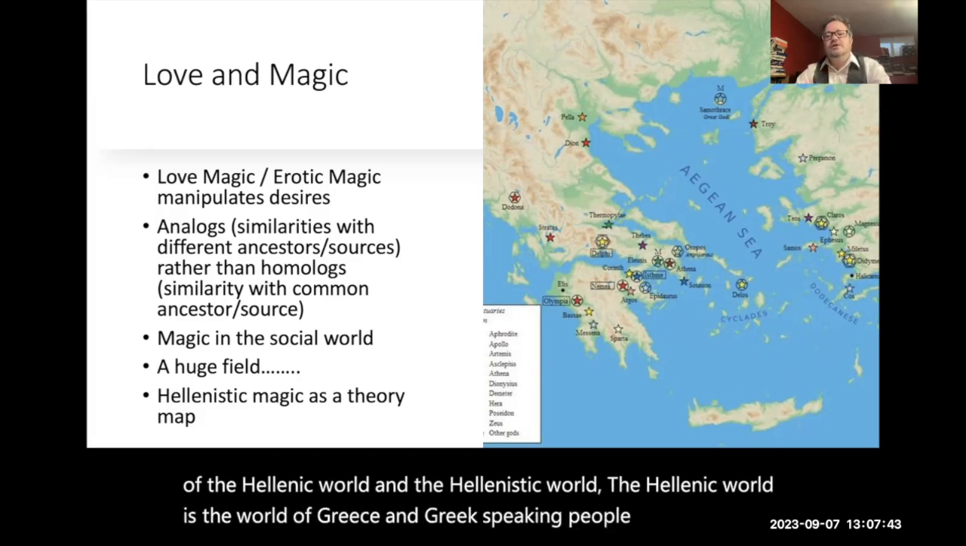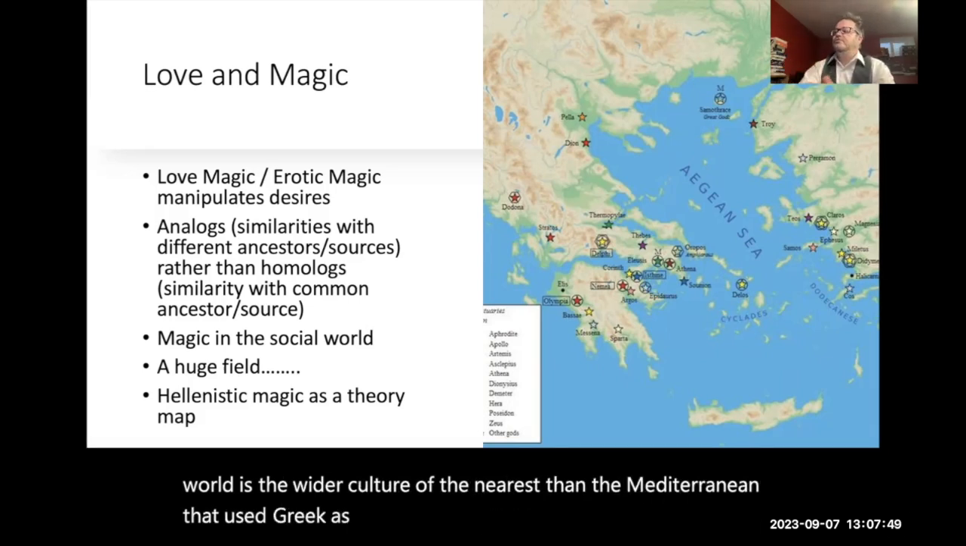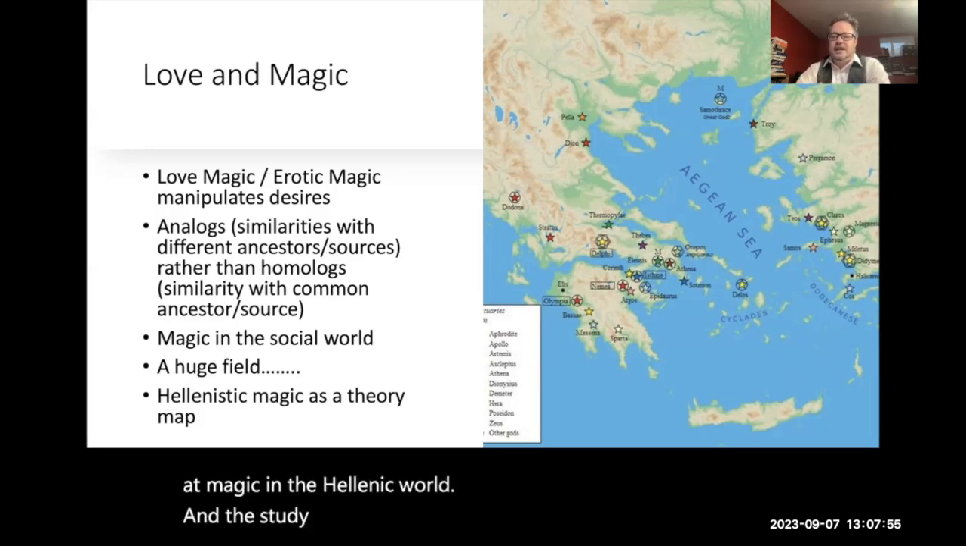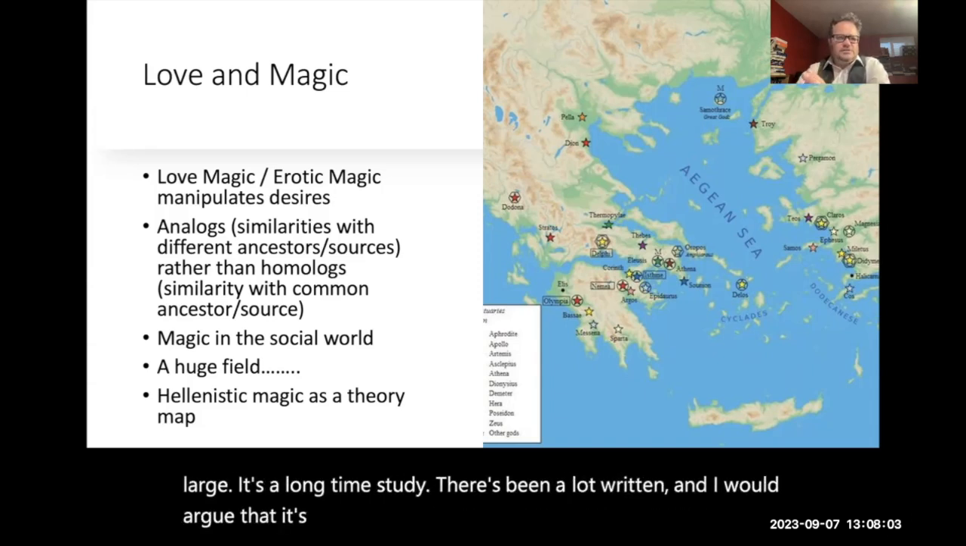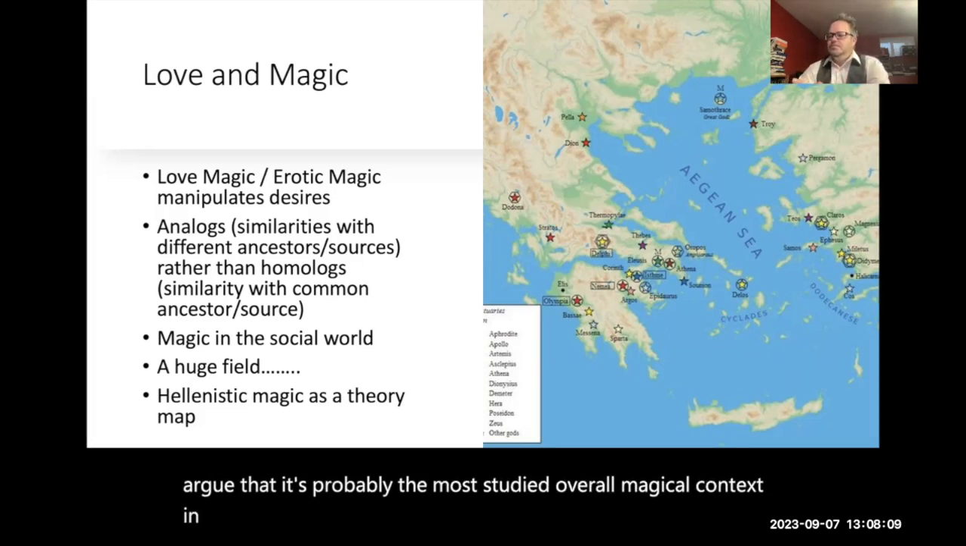The Hellenistic world is the wider culture of the Near East and the Mediterranean that used Greek as a sort of lingua franca. So when we're looking at magic in the Hellenic and Hellenistic world, the study is large. It's a long-time study. There's been a lot written. And I would argue that it's probably the most studied overall magical context in scholarship in general.